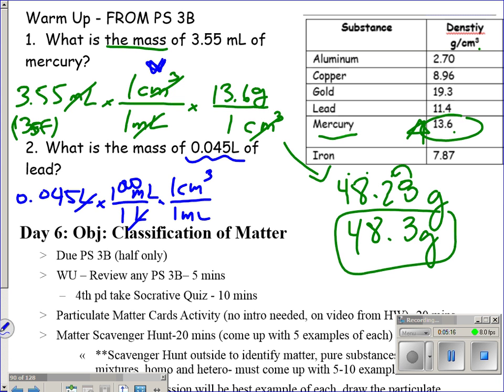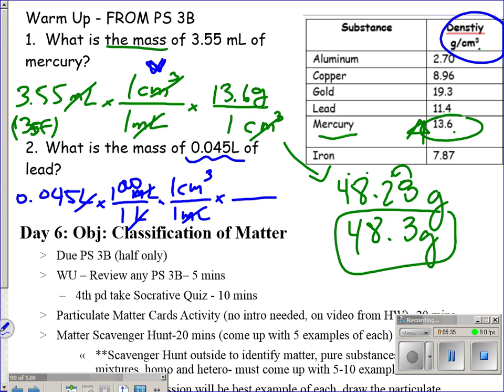1 centimeter cubed needs to go on top because we need to then be able to utilize the whole centimeters cubed conversion. That's because that's how I have density expressed in this little table for you guys for concept. So then milliliters cancel top and bottom. Wonderful. What's my last and final step?